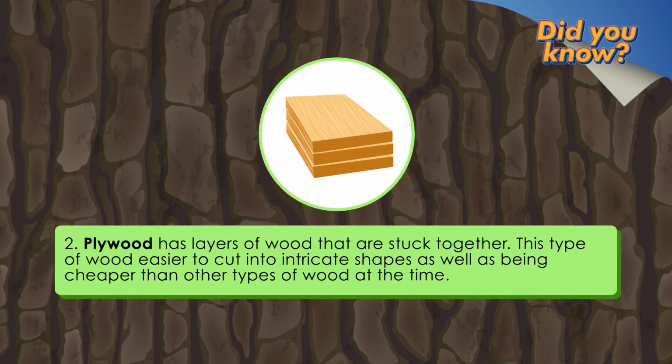2. Plywood. Plywood has layers of wood that are stuck together. This type of wood was easier to cut into intricate shapes, as well as being cheaper than other types of wood at the time.